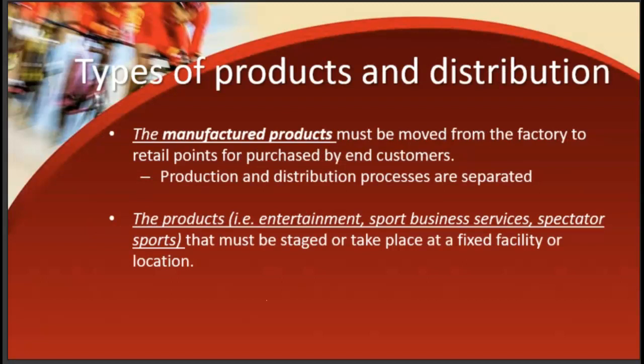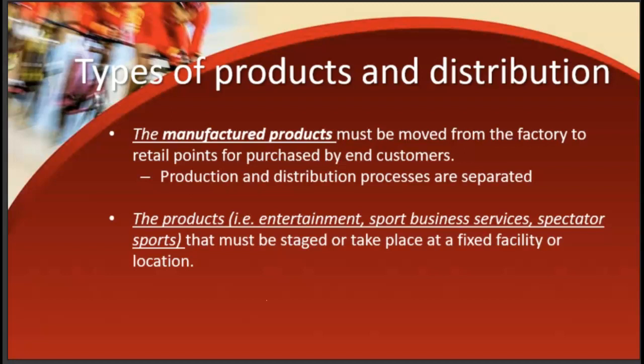So in the sports products we talked about in the past, we can classify them broadly into two types. One is manufactured products, right? Manufactured products must be moved from the factory to the retail points for purchase by the end customers, right? So we produce the product first, and then we find a place where we can sell these products, and where customers are able to buy them. This is how manufactured products are delivered and accessed by customers. So that's a regular product, manufactured products.